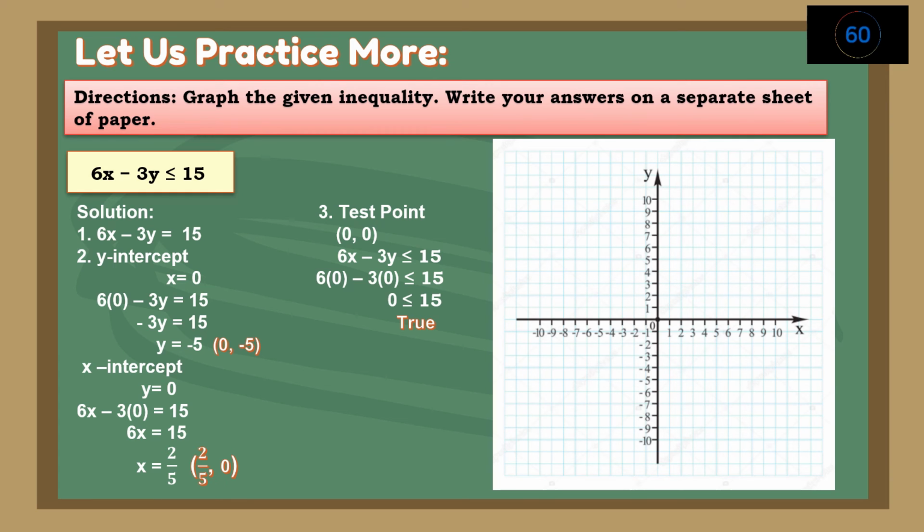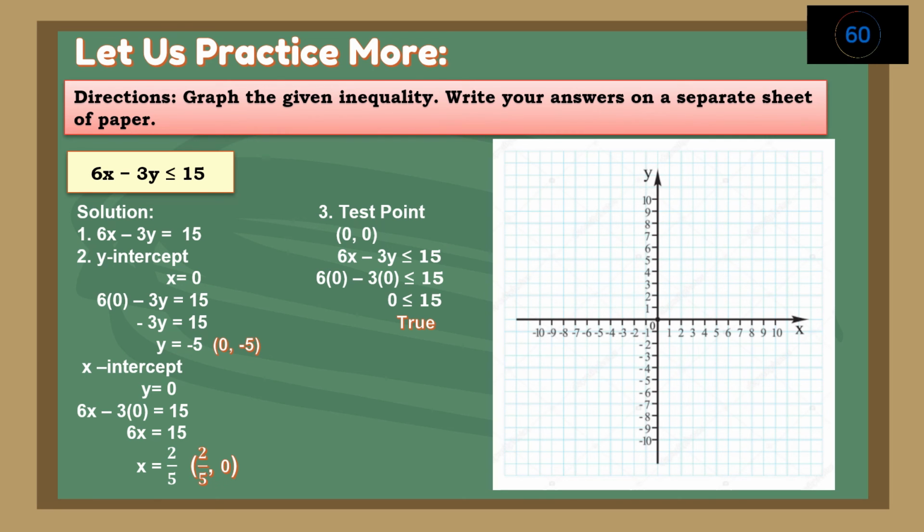For the other intercept, let y be equal to 0. So, substitute again. 6x minus 3 times 0 equals 15. So, we have 6x equals 15. Therefore, x is equal to 5/2. So, our next point is (5/2, 0). Next, use test point (0, 0). So, 6x minus 3y is less than or equal to 15. So, 6 times 0 minus 3 times 0 is less than or equal to 15.